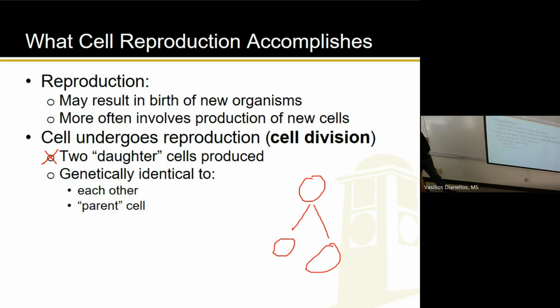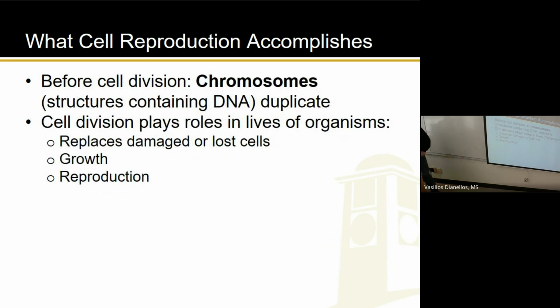So any questions so far? And again, this is just an introduction. We're going to get into more detail. Sort of like we did photosynthesis and respiration, right? We gave you the overview, talked about the big picture, and then kind of went back and started looking into more detail. All right, before cells can go through cellular division, the chromosomes have to duplicate.